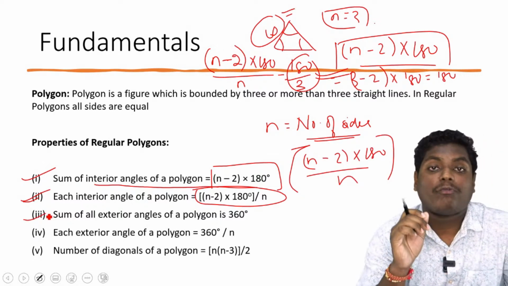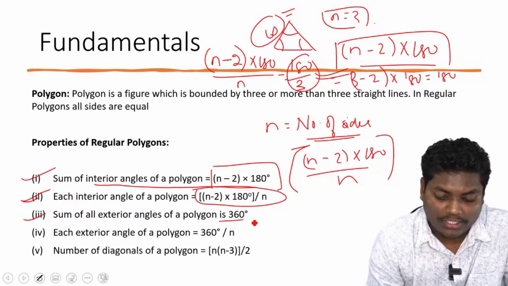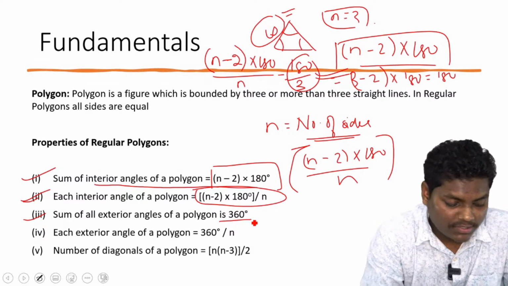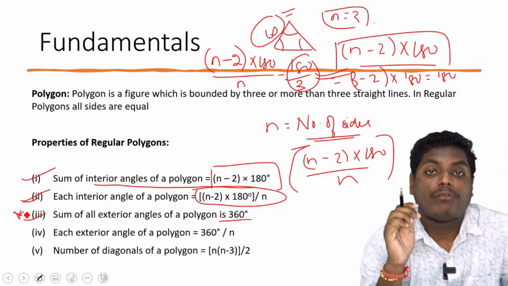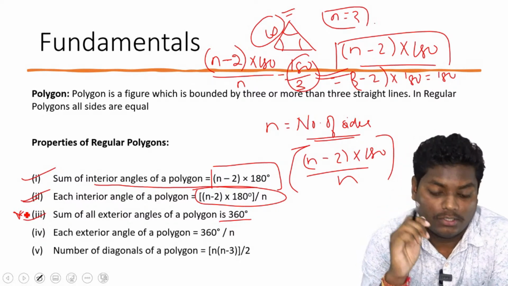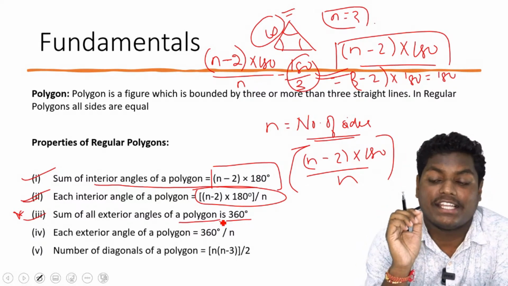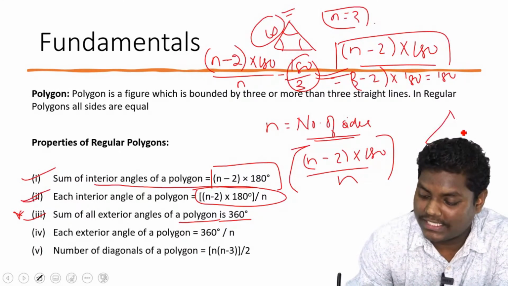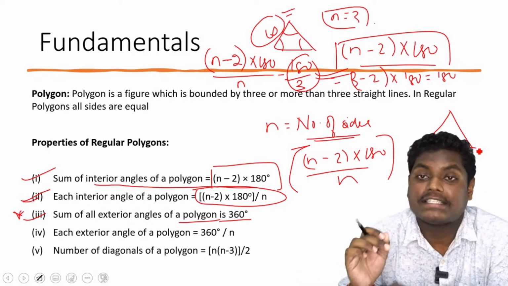Similarly, the sum of all the exterior angles of a polygon is 360 degrees. This is a very important point. So the sum of all exterior angles for a polygon is 360 degrees. Now you can verify this with the simplest example that we can have, that is a triangle.